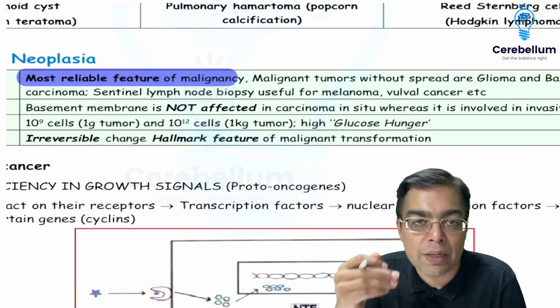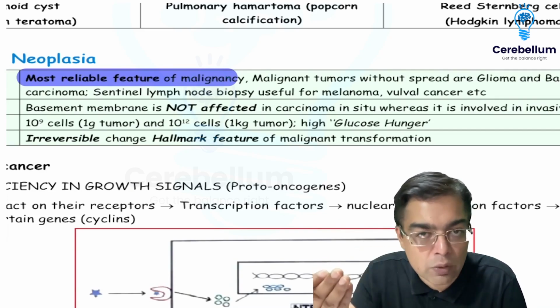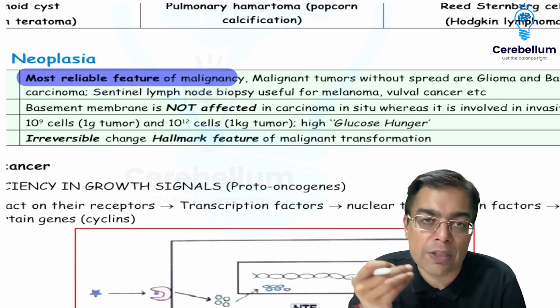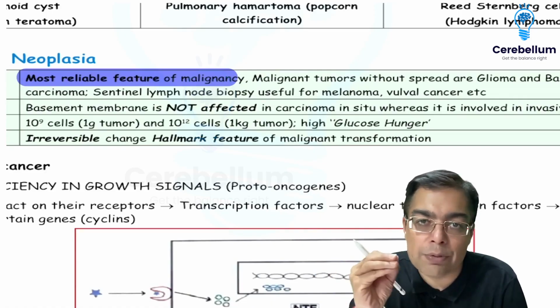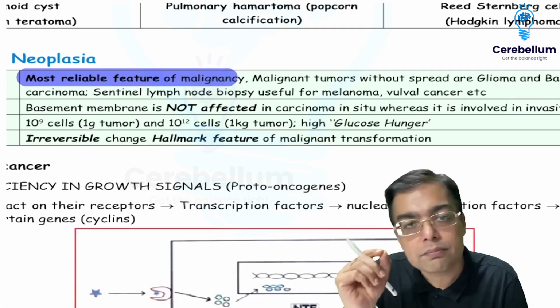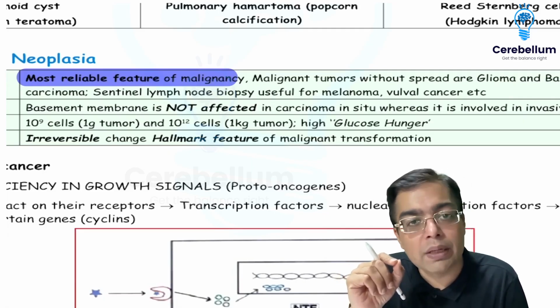Also, when we have a spread of the tumor, it can take place by multiple mechanisms. Say, for example, the lymphatic route. Say, for example, the vascular route. Say, for example, direct involvement of the cavities, out of which the peritoneal cavity happens to be the commonest cavity affected.